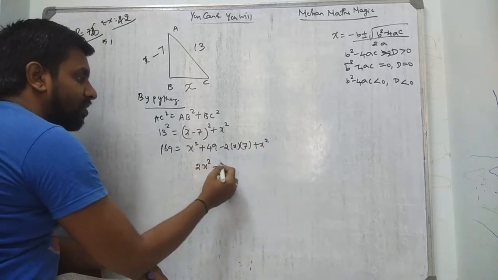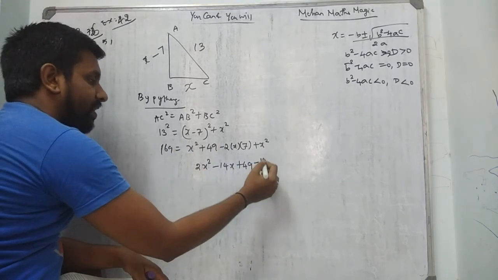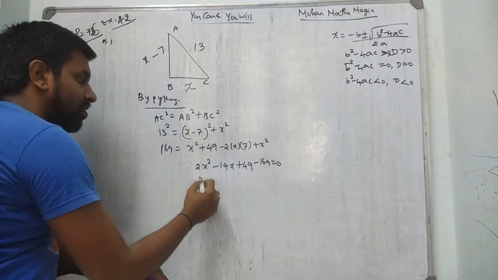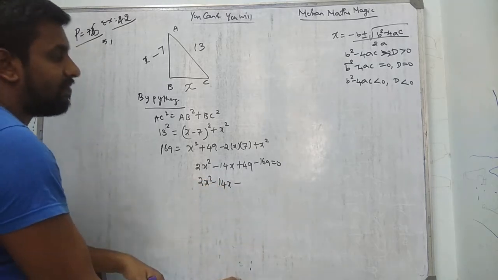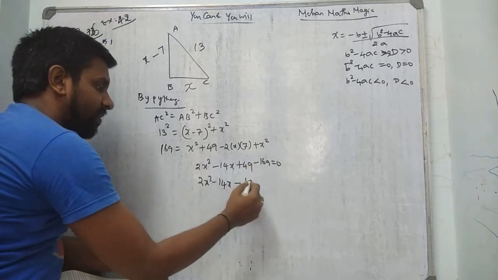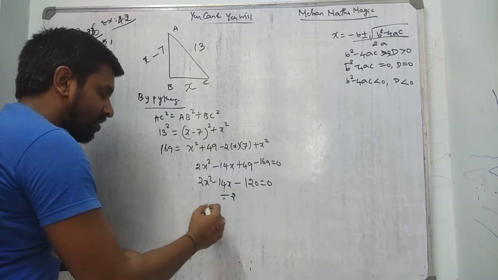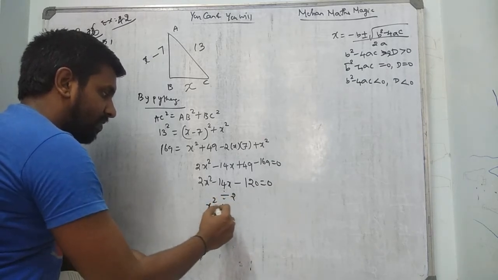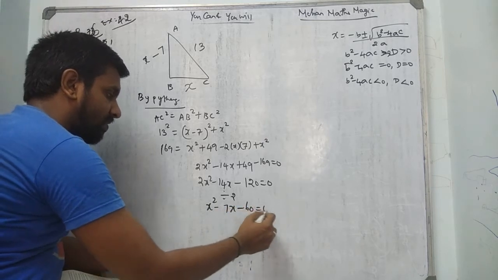So I got 2x square minus 14x plus 49 minus 169 equal to 0. So 2x square minus 14x minus 120, I think so. So reduce the equation. So x square minus 7x minus 60 equal to 0.